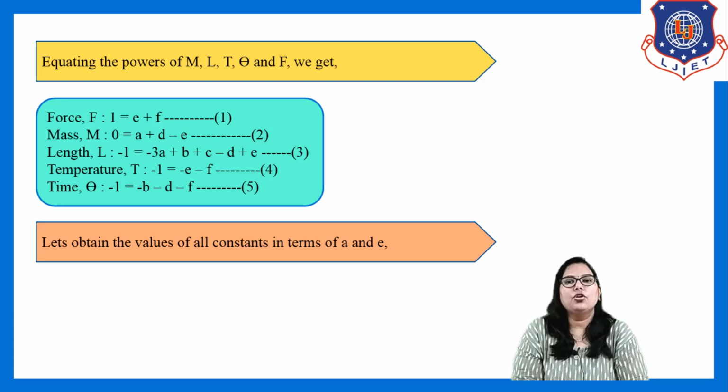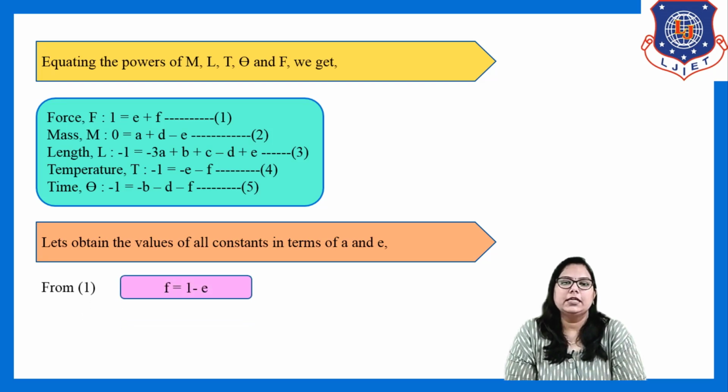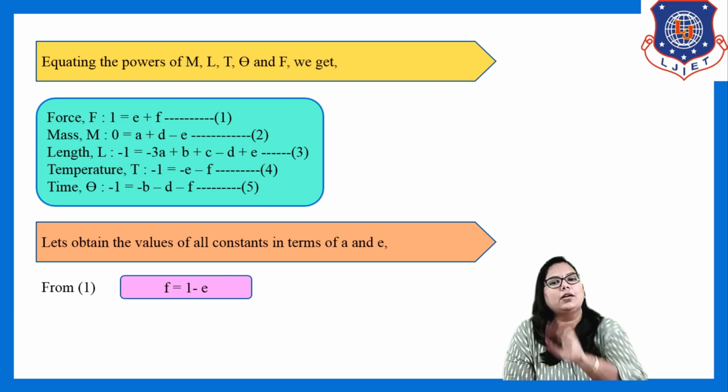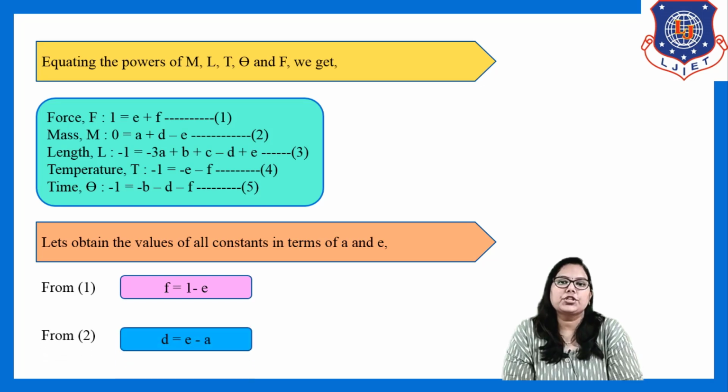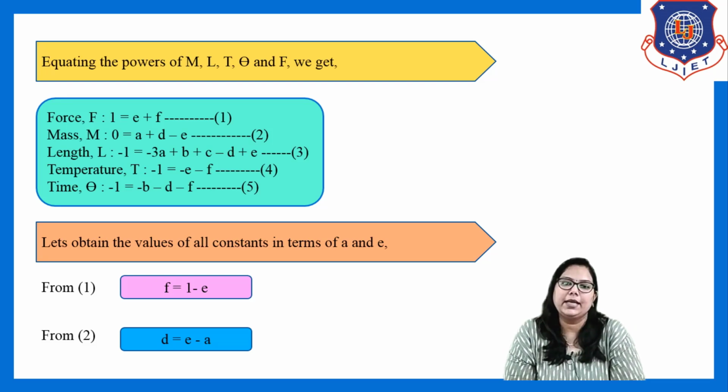Understood? So from equation 1, f is equal to 1 minus e. So now the f constant is in terms of e. That's what I want. Now from equation 2, d is equal to e minus a. So again d is in the form of a and e. At the end I want all the constants in the form of a and e. So from 1 and 2 I will get d and f.